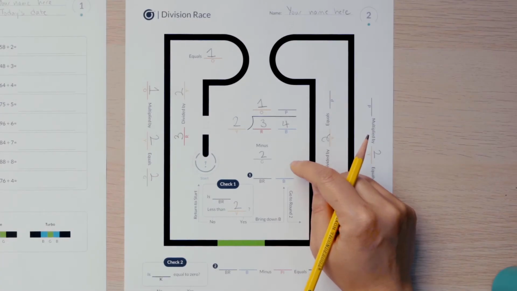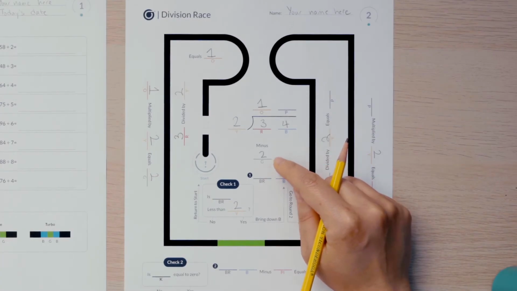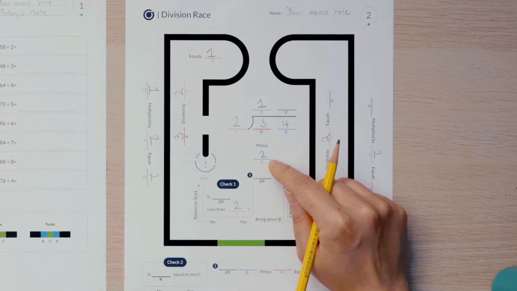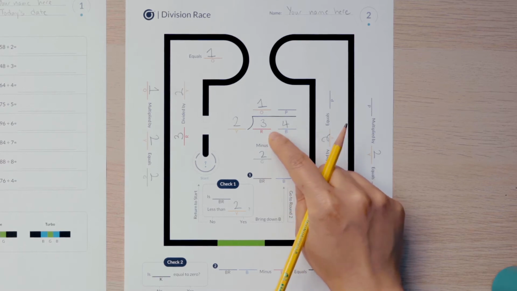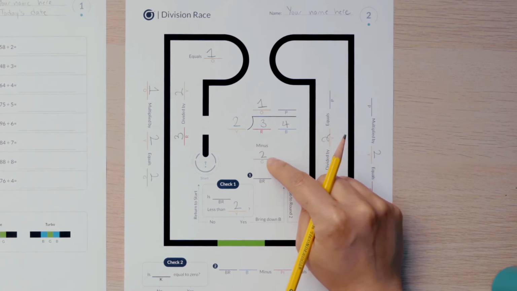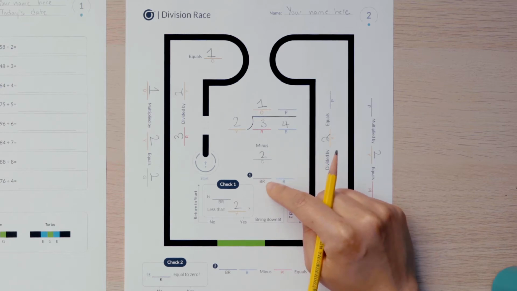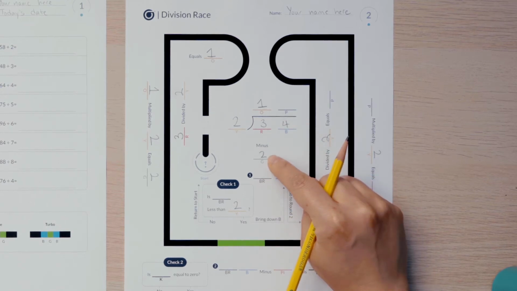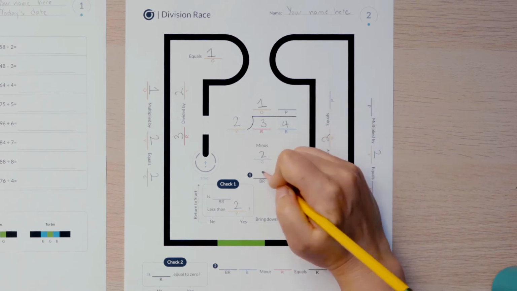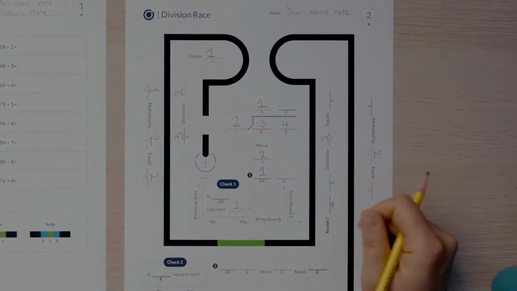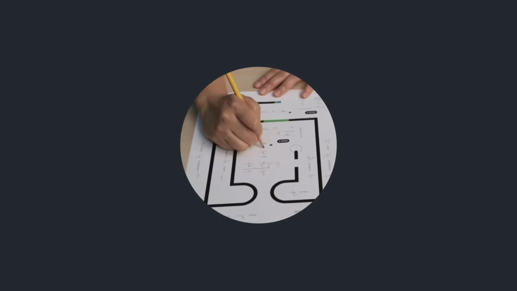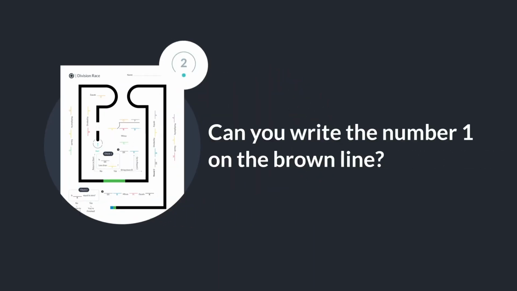Our next step is subtract. You are subtracting the number on the green line from the number in the tens place of the dividend, which is on the red line. So red minus green. You'll write the answer on the brown line below it. 3 minus 2 equals 1. Can you write 1 on the brown line?